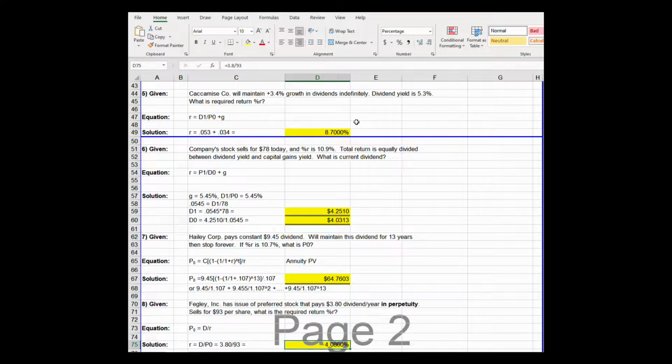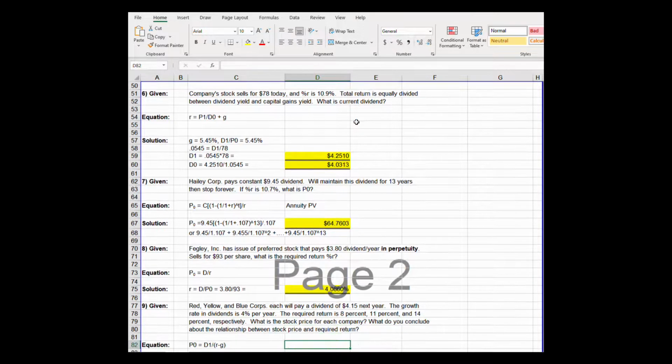And in problem number 6, a company's stock sells for $78 today. Required return is 10.9%. The total return is equally divided between D1 over P0 and G. So what is the current dividend? The two components of required return equation.